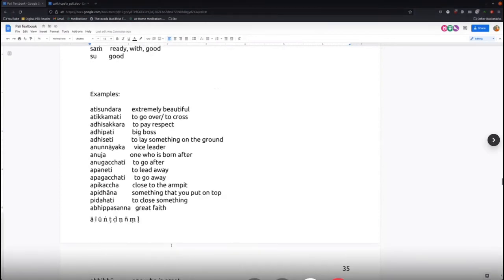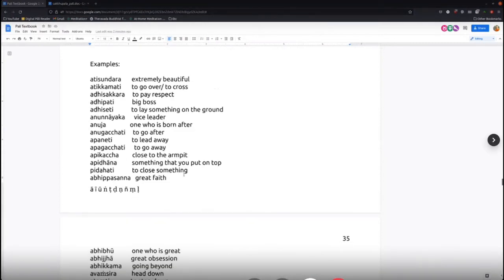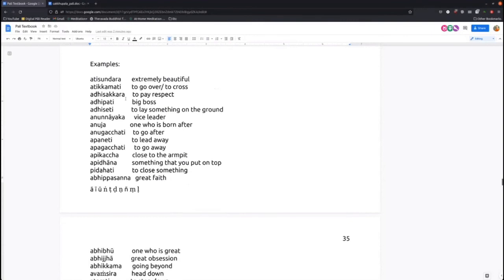Here are some examples. These are given from the Thai, I think. Adi is big. Adi is like an augmenting prefix. Anu is the opposite. It's a lowering, a reductive prefix. Makes it smaller. It's like anuja. Ja is one who is born. Anu means after. Anu gacchati, to go after, behind someone. Follow after someone.